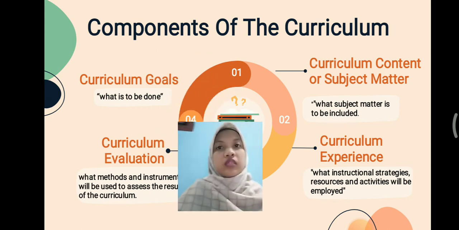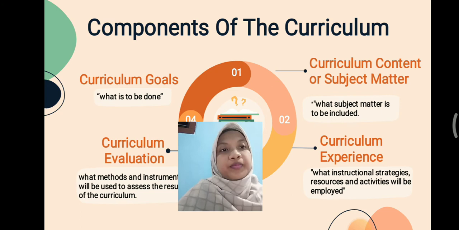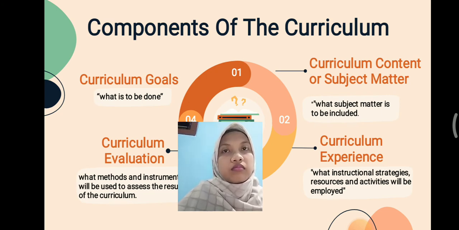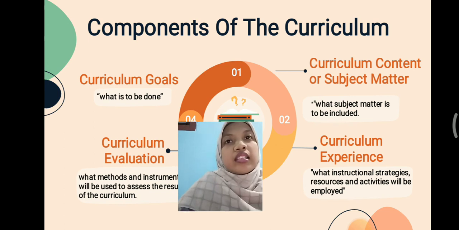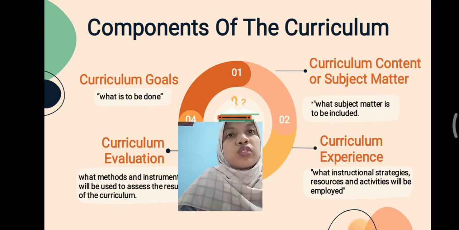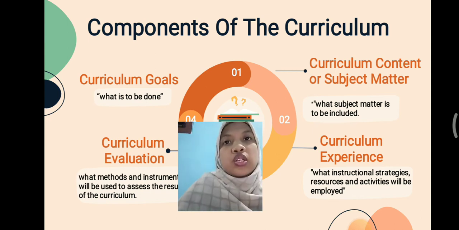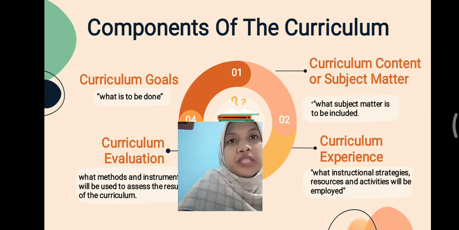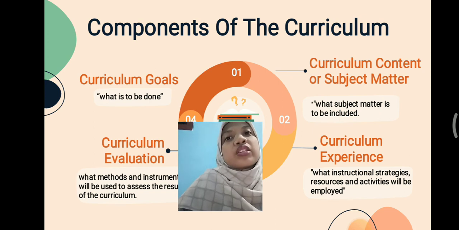And components of curriculum. These four components of curriculum are essential, and these have a connection to one another. For the first, curriculum goal can be simplified as what is to be done. And the subject content or subject matter, what subject matter is to be included.